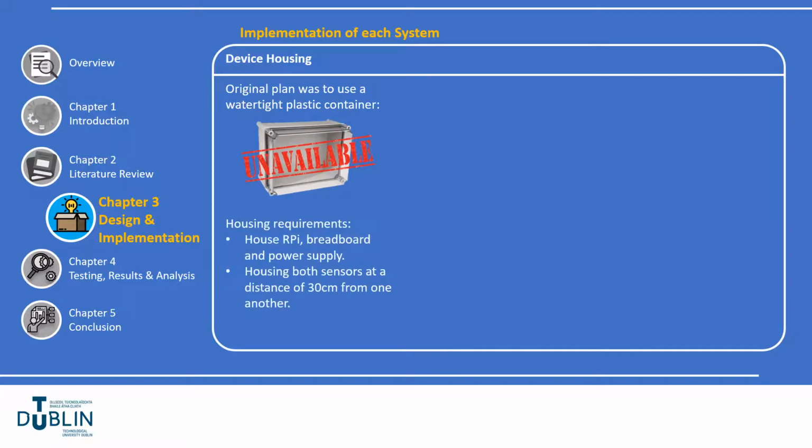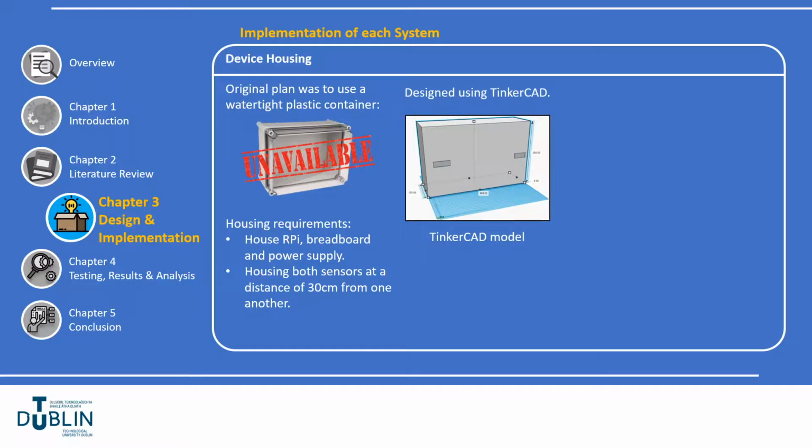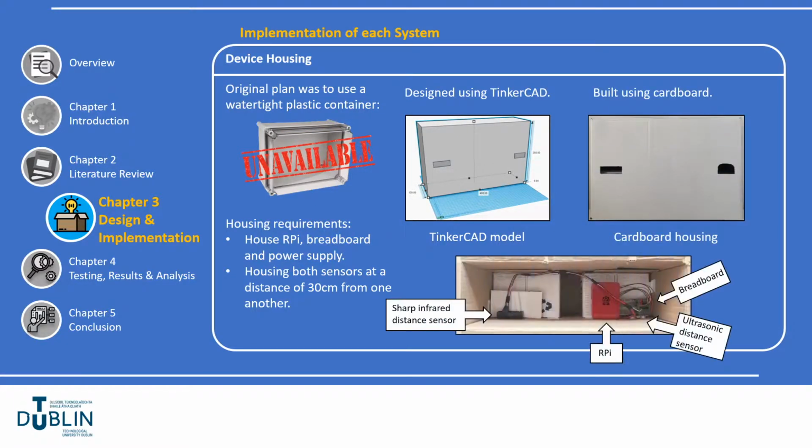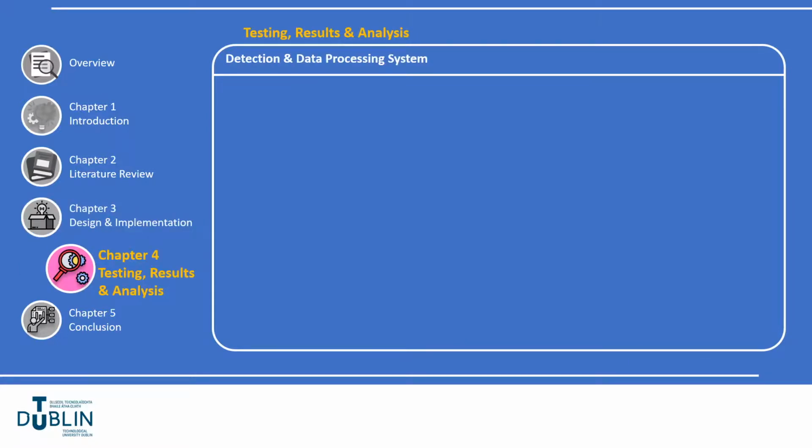The housing requirements included being able to house the Raspberry Pi, breadboard, and power supply, as well as housing both sensors at a distance of 30 centimeters from one another. The model of the housing was designed using Tinkercad and it was built using cardboard. The image here shows the positioning of the sensors within the cardboard housing, as well as the Raspberry Pi and breadboard.